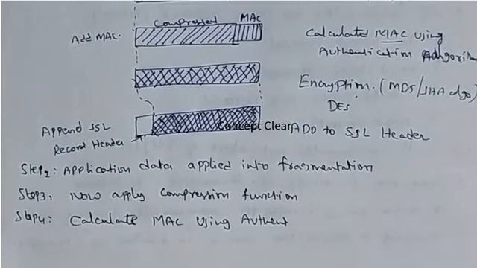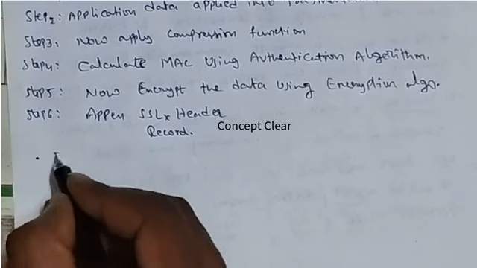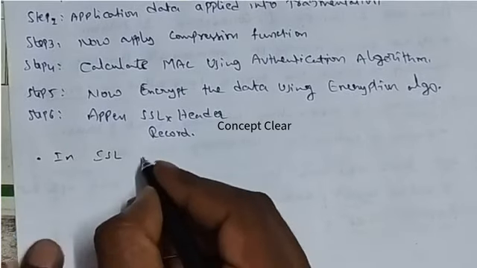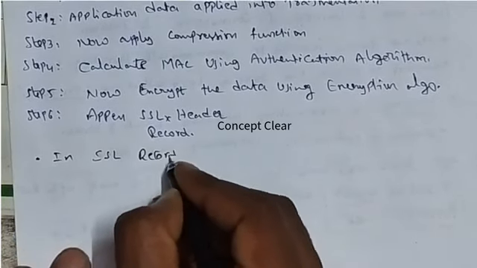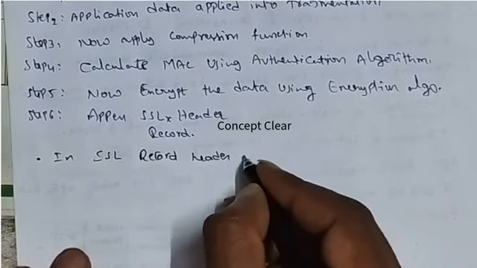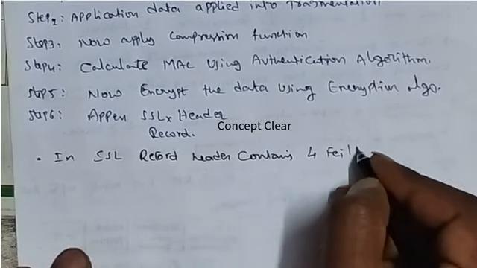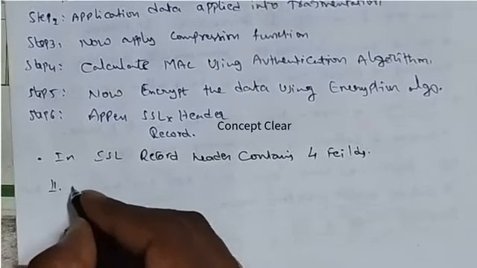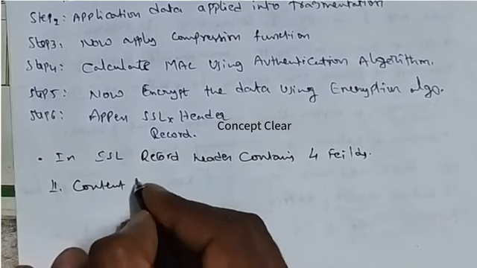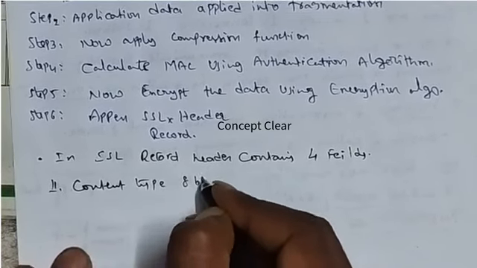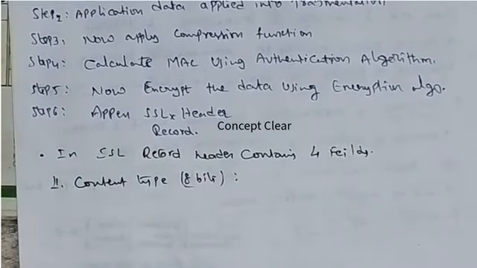Here, the SSL record header contains 4 fields. What are the 4 fields? The first one is content type. It is 8 bits. What is the meaning of content type? It is the higher layer protocol used to process the fragment.